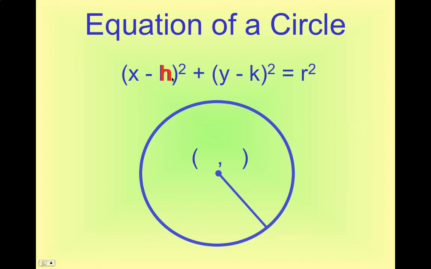The number inside the parentheses with the x, you take the opposite sign and it becomes the first number of the center. And the number inside the parentheses with the y, you take the opposite sign of it and it becomes the second part of the center. So the center is (h, k). The radius is going to come from over here on the right-hand side of the equation. That's always a number that's squared, but you take the square root of it, and it becomes the radius.